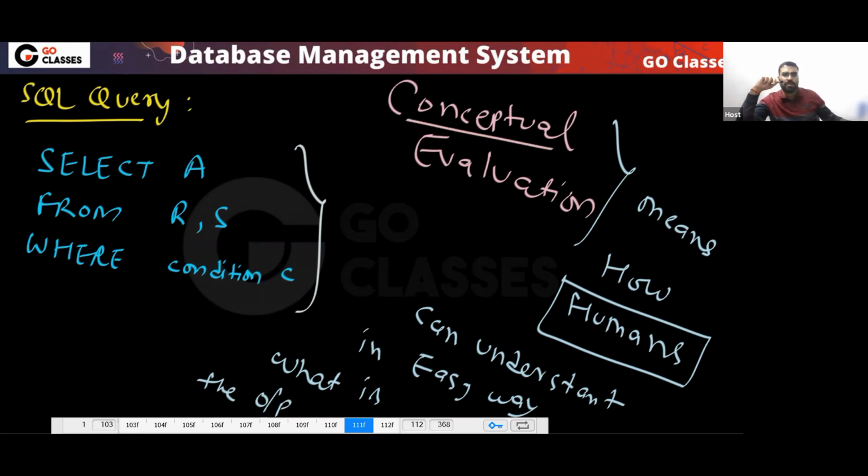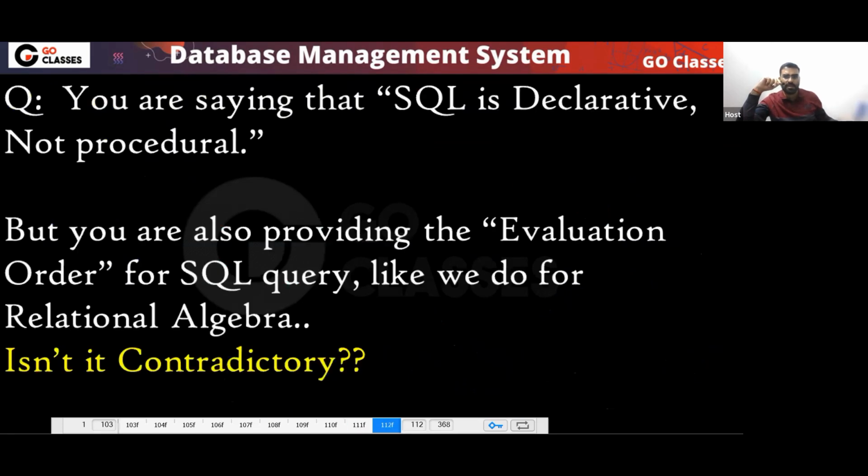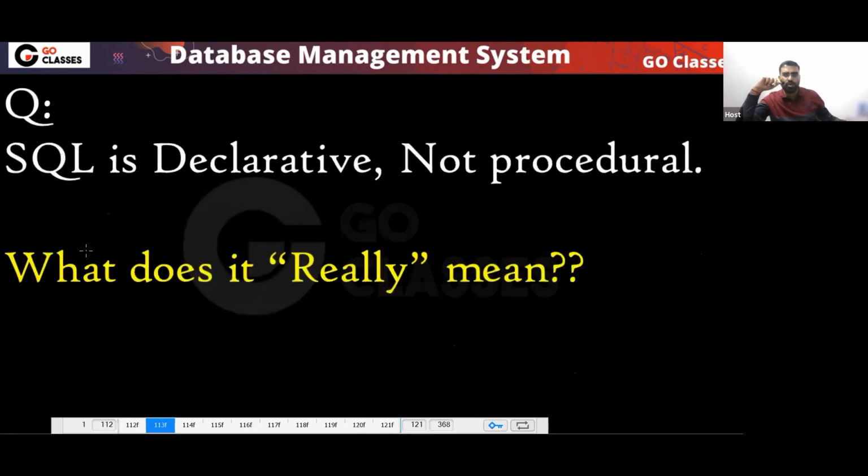So this is only conceptual evaluation. Things will not happen like this. It simply means that we are understanding like this. But the things will not happen like this. So tell me, did you get it? So did you have this misconception?